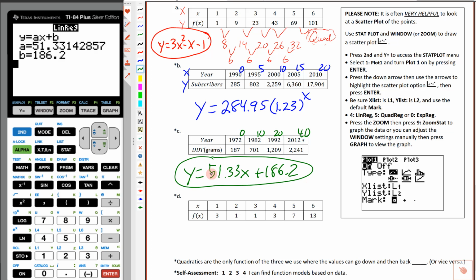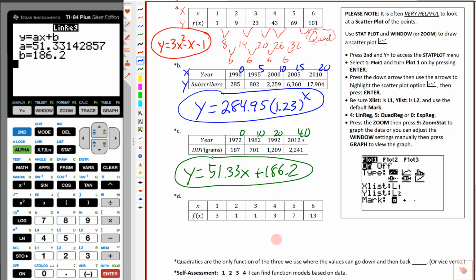You might think about what that means on the graph. What that means is the slope is 51.33. And that means that these DDT grams, whatever those are, they're going up because that's positive, up by 51.33, and the starting value is 186, okay, approximately speaking.